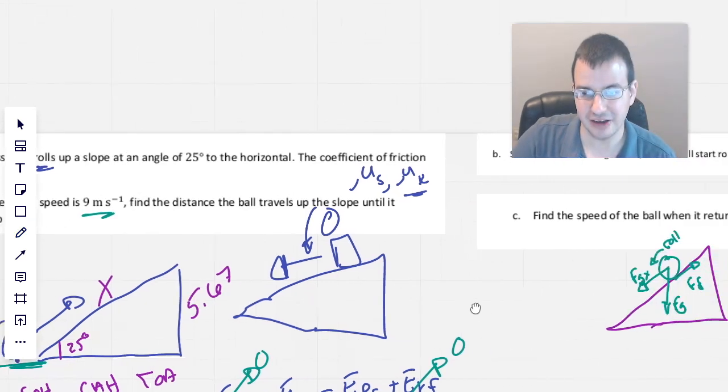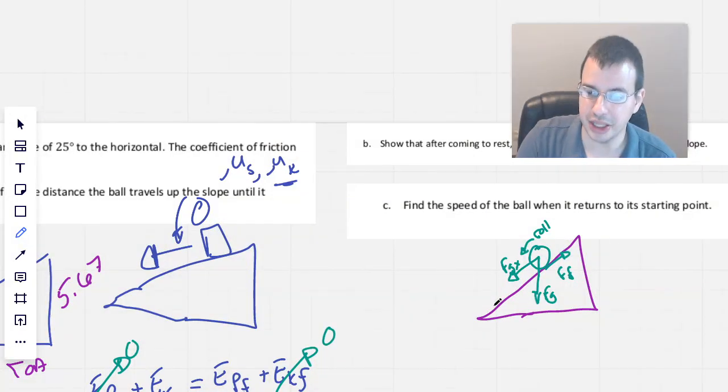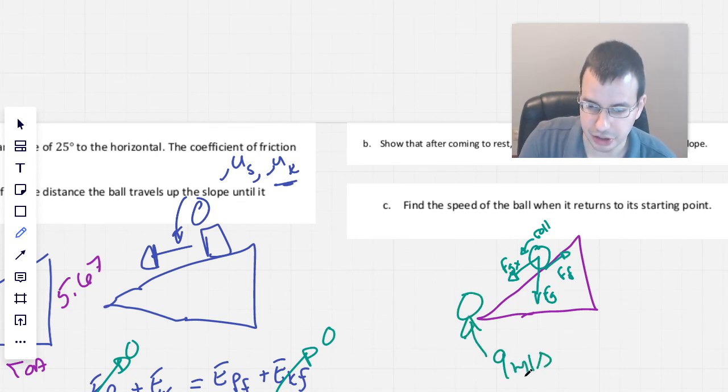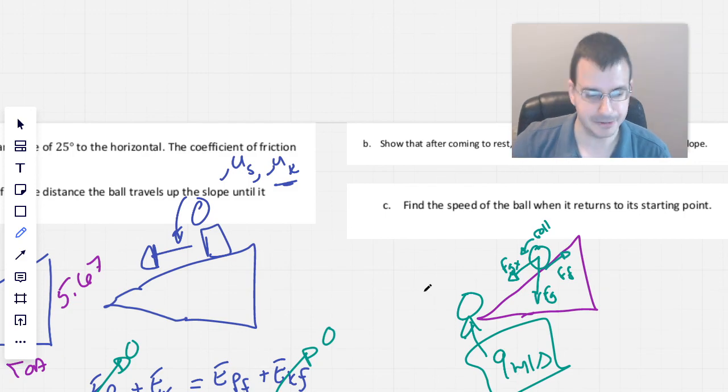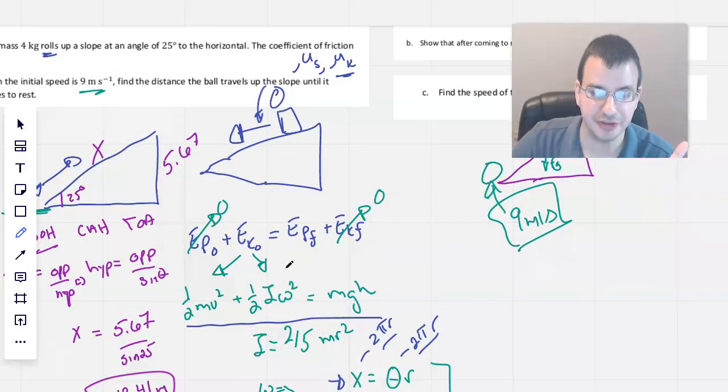So I would say that for C, when the ball gets to the bottom, that will be 9 meters per second. So same as we started, conservation of energy.